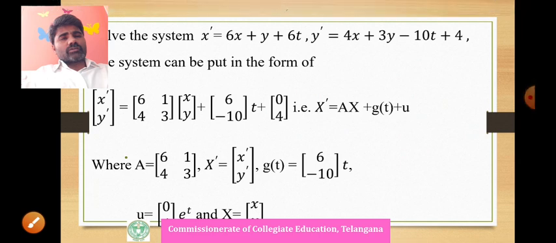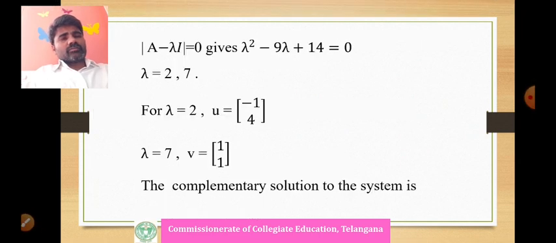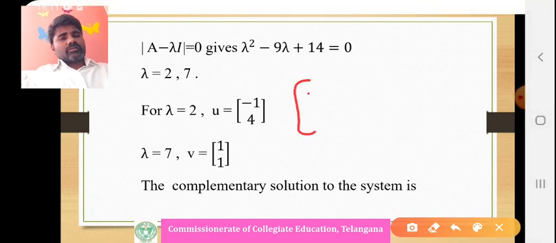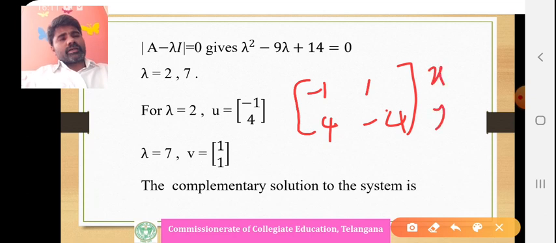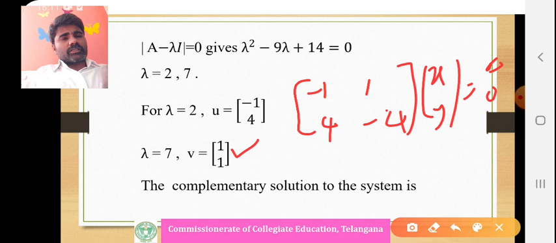Now for lambda equals 7, it becomes [6-7 1; 4 3-7] = [-1 1; 4 -4] times (x, y) equal to (0, 0). This implies minus x plus y equals 0, so x equals y. That is why (1, 1) is the eigenvector corresponding to lambda equals 7.